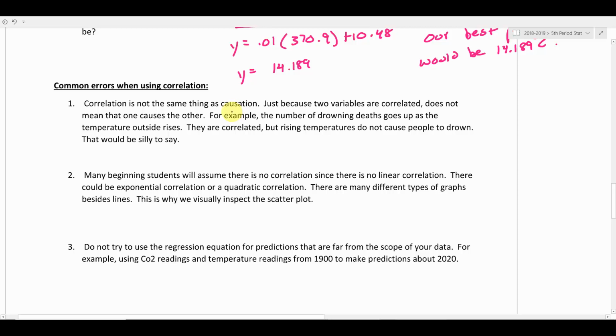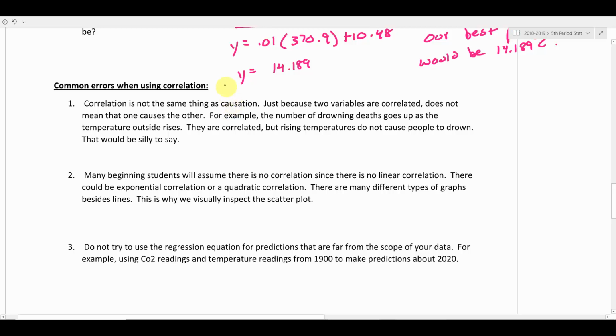So for the example that we just did, okay, we talked about global warming and the relationship between CO2 and temperature. Okay, and what we established in our test was that there is a correlation between those two variables. In other words, when the CO2 levels go up, so does the temperature. But that is not the same thing as saying that CO2 causes the temperatures to rise. There's a difference between correlation and causation. I can say they're correlated, but I can't say that one causes the other.